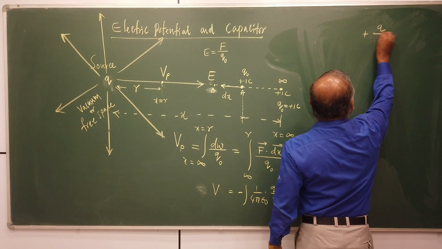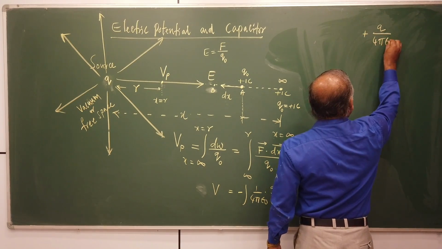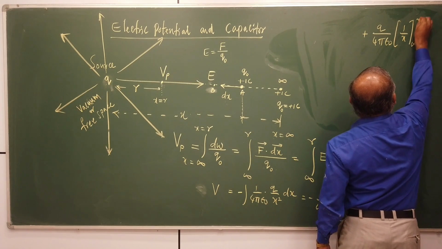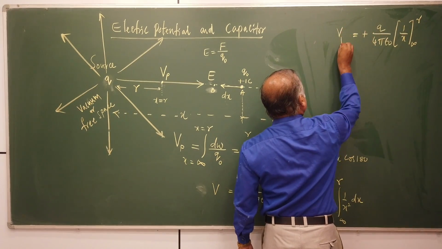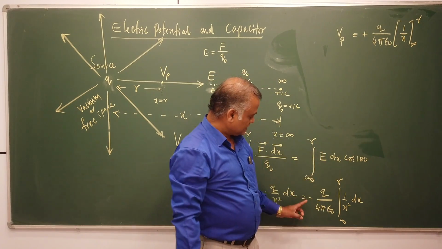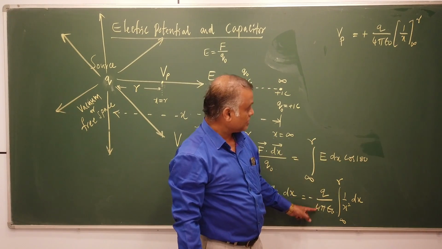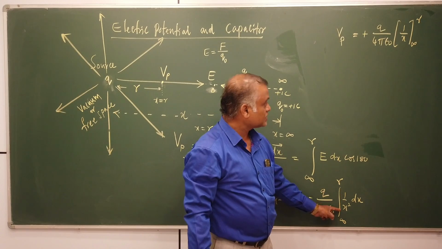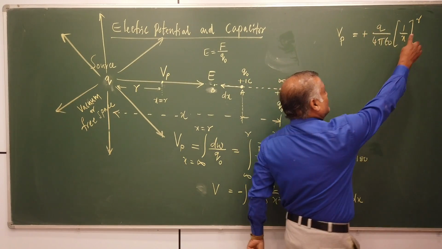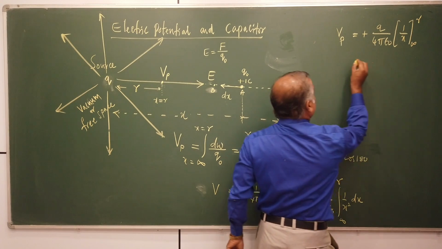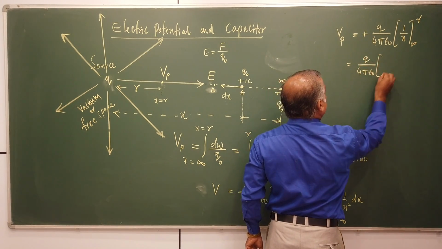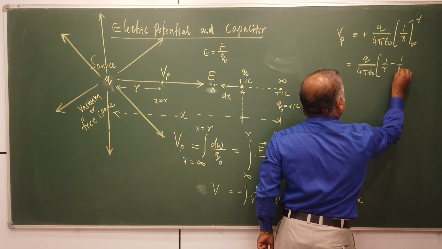Q divided by 4 pi epsilon naught, 1 by x from infinity to r. You have integrated this. Minus of minus becomes plus. I have written the value here. 1 by x square integration is minus 1 by x. Minus of minus plus. Upper limit is r, lower limit is infinity. Q divided by 4 pi epsilon naught, 1 by r minus 1 by infinity.